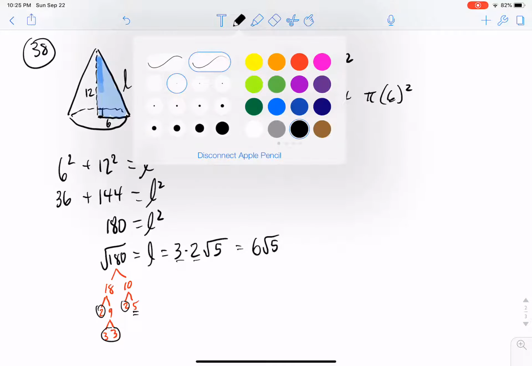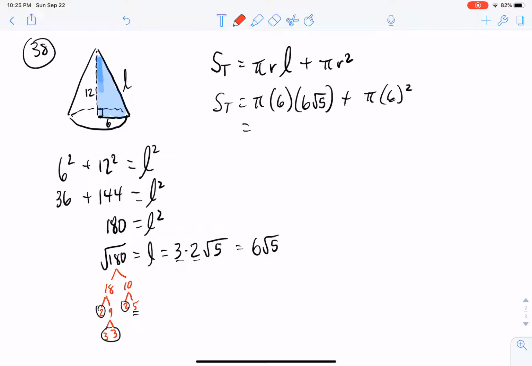As far as this 6 times 6 square root of 5 goes, I'm just going to multiply the two 6s together. I treat this as if it's a 6x, and I would just multiply the coefficients. So 6 times 6, of course, is 36. Bring our pi and our square root of 5 down. And as far as the circular base goes, 6 squared is 36, and it also gets a pi.